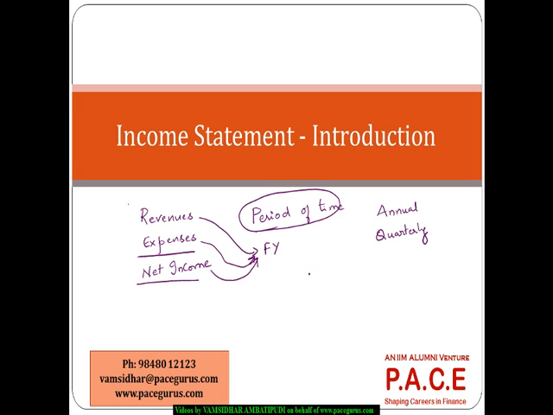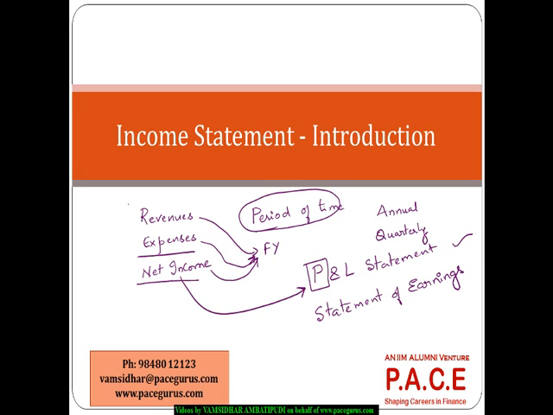That's the reason in some cases the income statement is also called the profit and loss statement, because the net income is nothing but the net profit or net loss that comes up after subtracting the expenses from the revenues. It is otherwise also called the statement of earnings. What is it that the company has finally earned? So that's the reason we call it the statement of earnings, more commonly called a profit and loss statement.